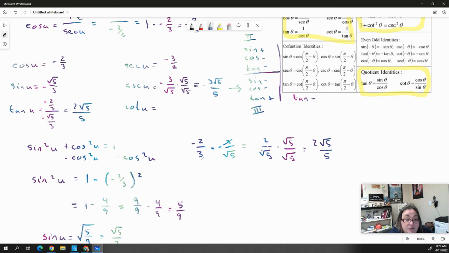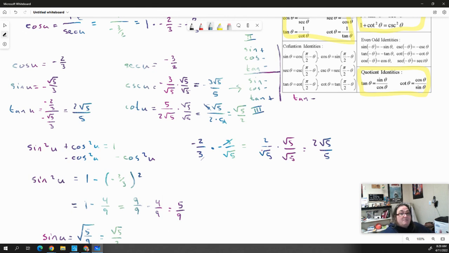Cotangent, if you remember, is just 1 over tangent, or we could write it as the reciprocal, which is 5 over 2 rad 5, which again, I cannot leave like that, right? And so I'm just going to multiply this times rad 5 over rad 5, and I would get 5 radical 5 over 2 times 5, and these would cancel, and I would have radical 5 over 2.